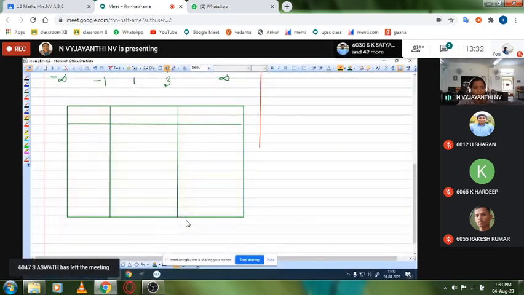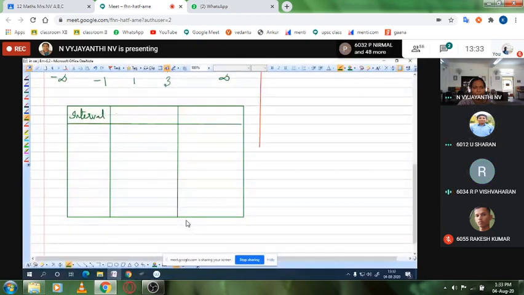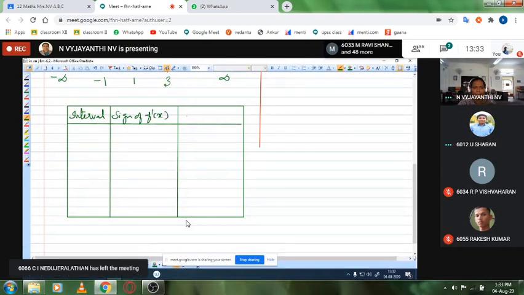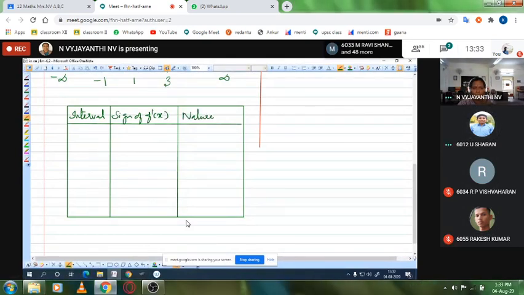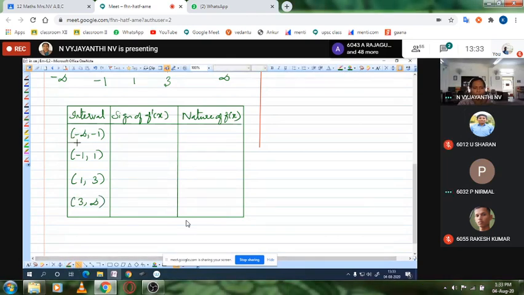Okay, interval. What are the subdivisions? Interval, then sign of f dash of x, then nature of f of x. So firstly, we should consider minus infinity comma minus 1, then minus 1 comma 1, 1 comma 3, 3 comma infinity. So let us calculate the values in rough work and then write the answer.